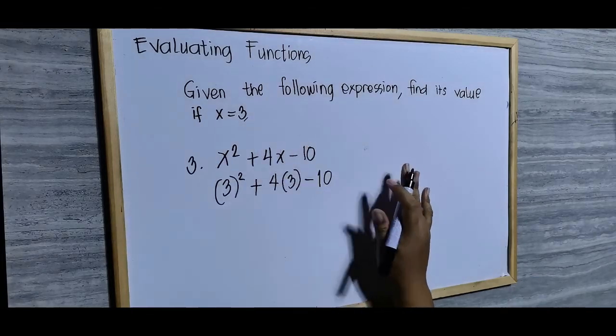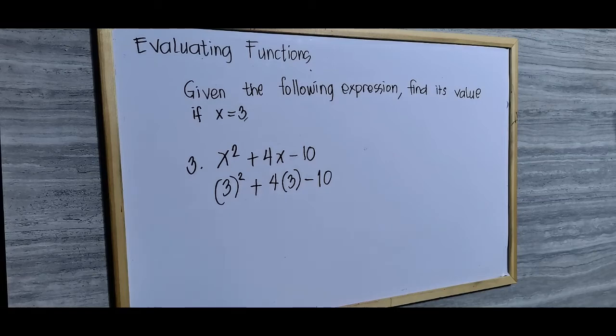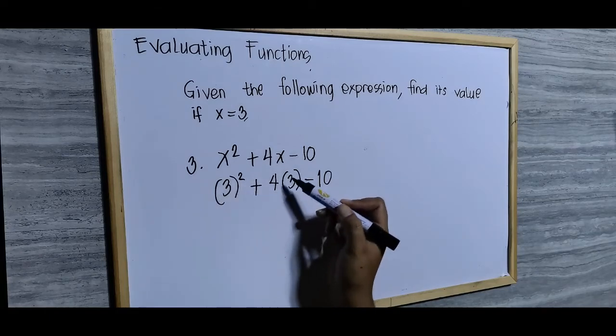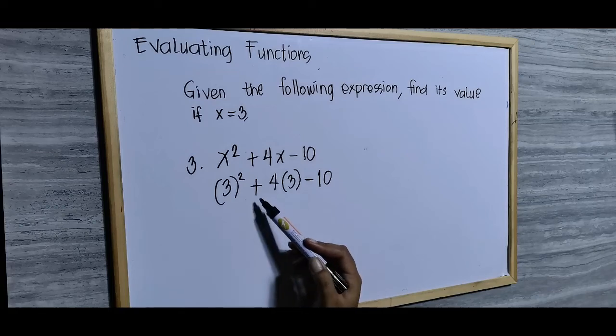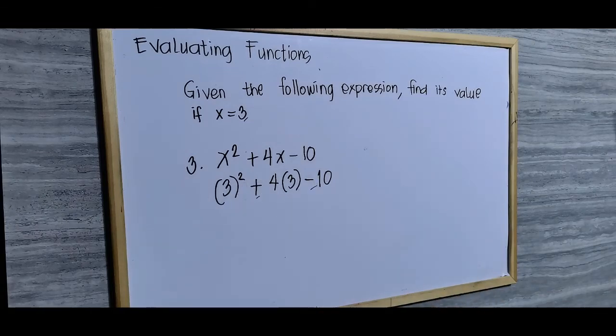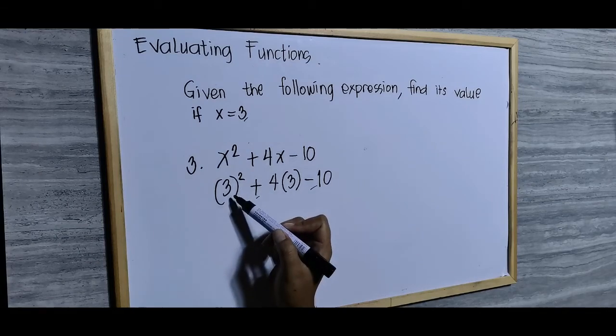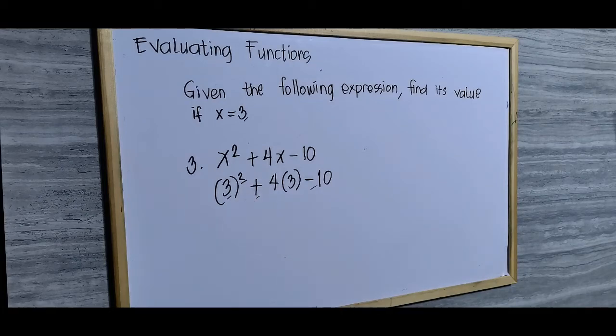As you have noticed sa ating expression, meron tayong naka-raise sa exponent. Meron din tayong naka-parenthesis. We have the multiplication, and then the operations addition and subtraction. So sa tingin nyo mga anak, ano ang uunahin natin? Ang uunahin natin dito sa expression na to is 3 raised to the second power, since dapat nauuna po yung ating operation involving exponents.